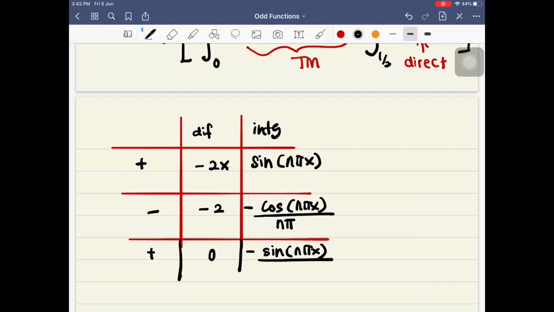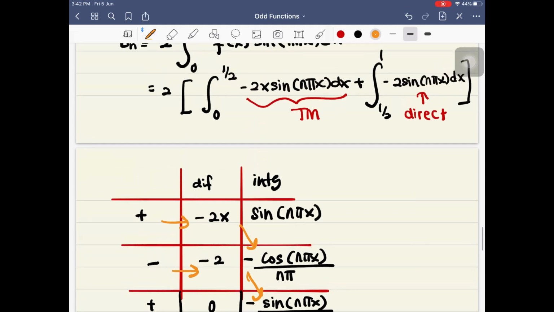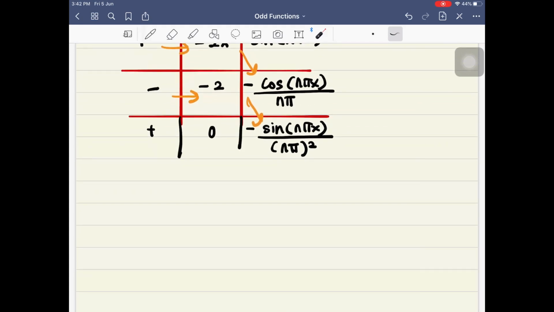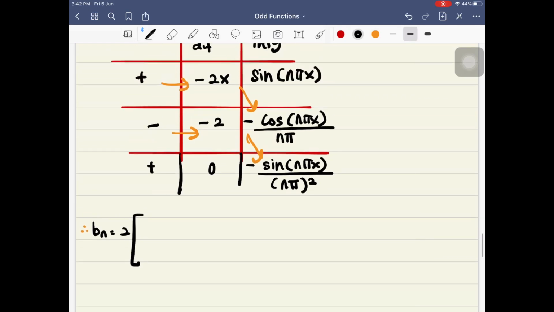Over n pi, so n pi multiplied by n pi will give you n pi, the whole thing squared. So therefore, your Bn is equals to, please remember you have this value in front here. So therefore, your Bn is equals to 2.